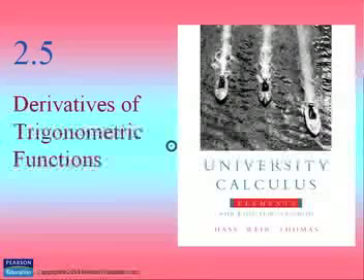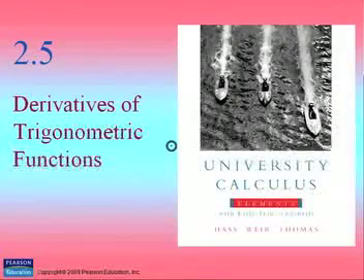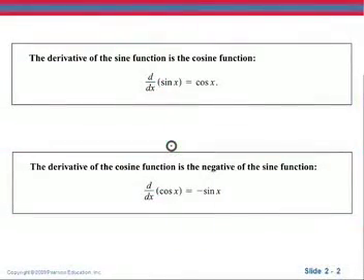In this recording, we're going to look at the derivatives of trigonometric functions. The derivative of the sine function is the cosine function. So the derivative of sine x is cosine x. The derivative of the cosine function is the negative of the sine function. So the derivative of cosine of x is negative sine of x.